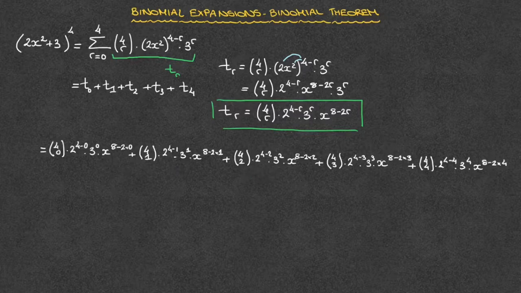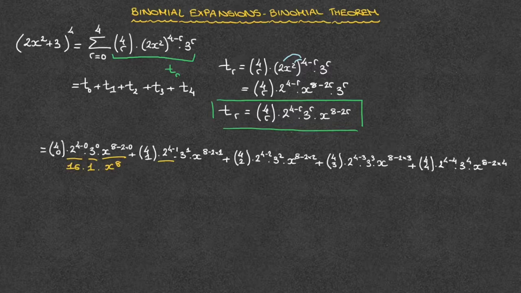So let's go ahead. For this first term, we have 2 to the power of 4 minus 0. Well, that's 2 to the power of 4, and that's equal to 16. And that multiplies 3 to the power of 0, which equals 1. And that multiplies x raised to the power of 8 minus 2 times 0, which is x raised to the power of 8.